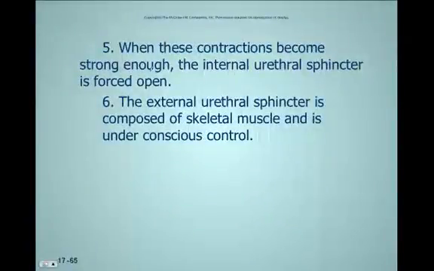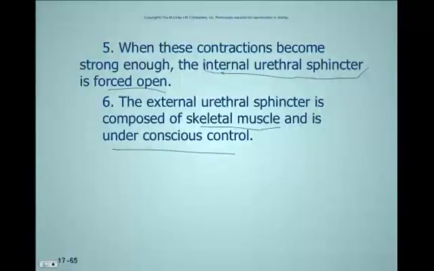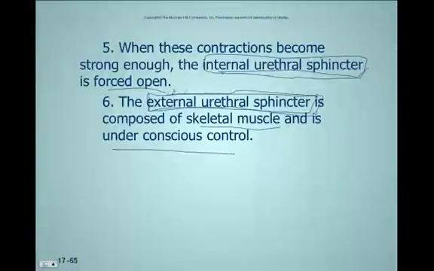When these contractions become strong enough, the internal urethral sphincter will be forced open, and the external urethral sphincter is going to be composed of skeletal muscle and is under our conscious control. So the internal urethral sphincter may be forced open at a certain point, but we still have control over that external urethral sphincter. So it's that external urethral sphincter that really is responsible for our control of urination.